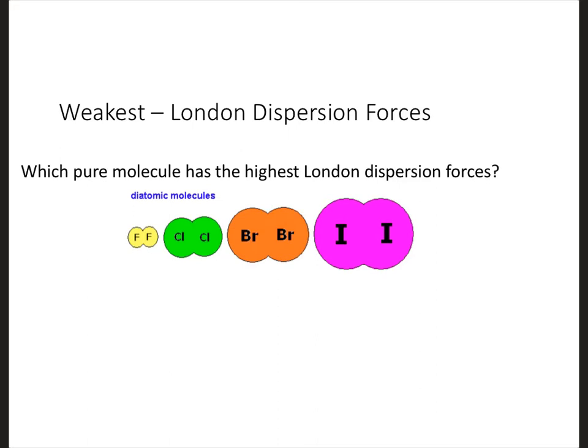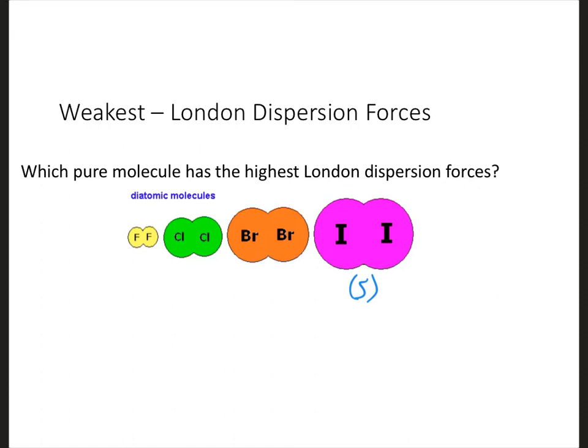and so at room temperature, iodine is actually a solid. Because it is attracted to itself the most, at room temperature it will form strong enough attractions to be a solid.